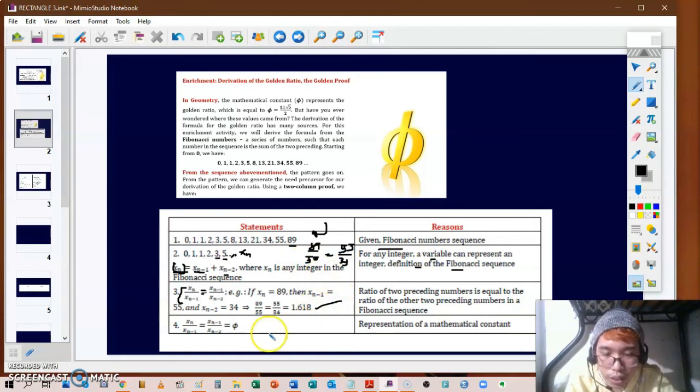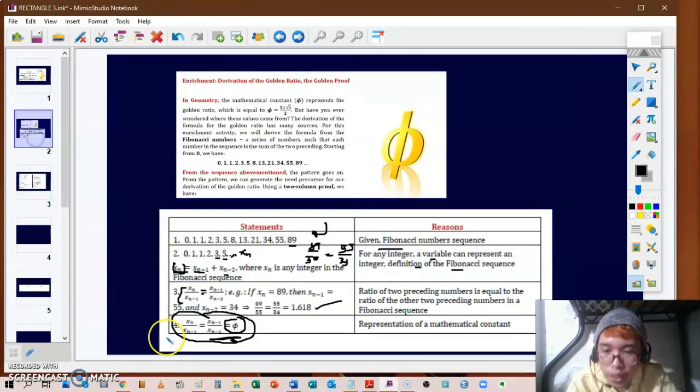We can also create a mathematical constant for that. During the creation of this theorem or equation, the mathematicians used a mathematical constant phi. You can use other Greek letters, such as alpha, delta, beta, gamma, but the one we use for this ratio is phi.